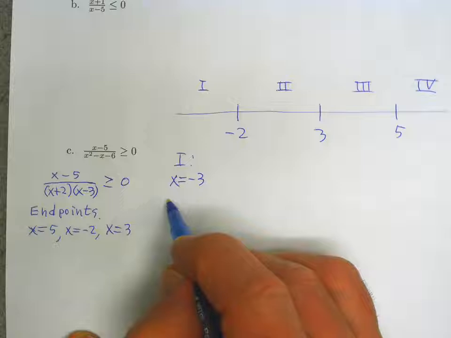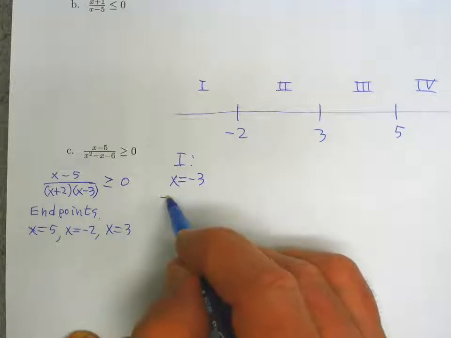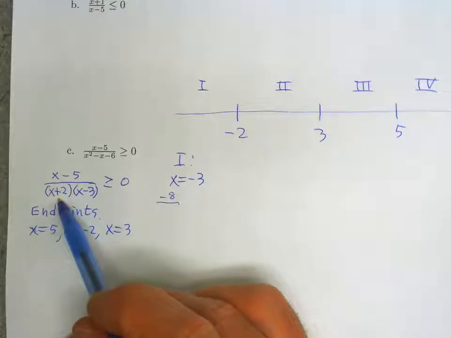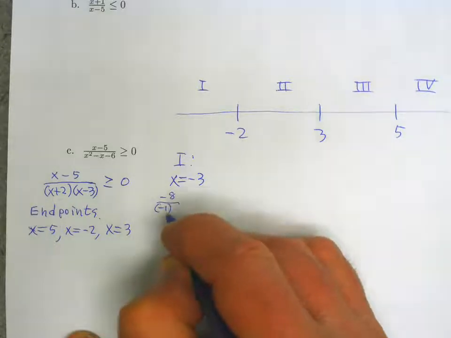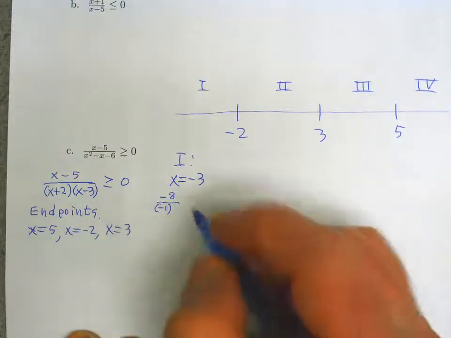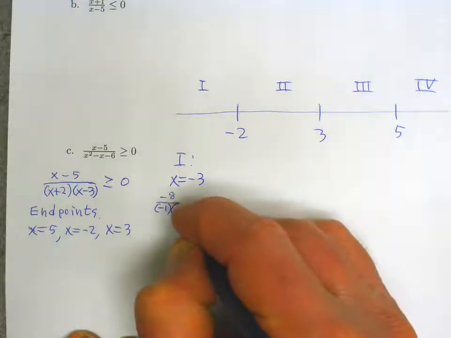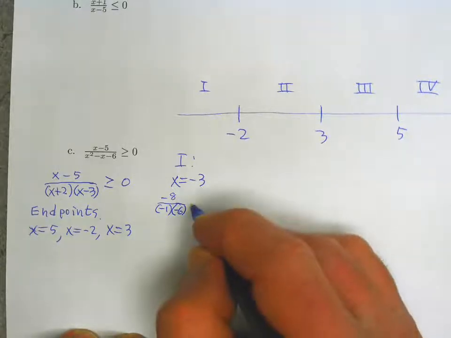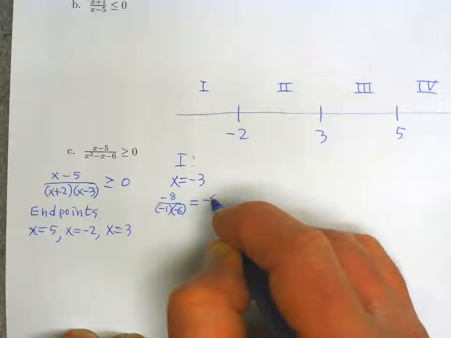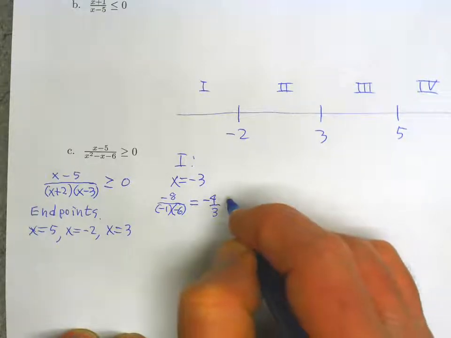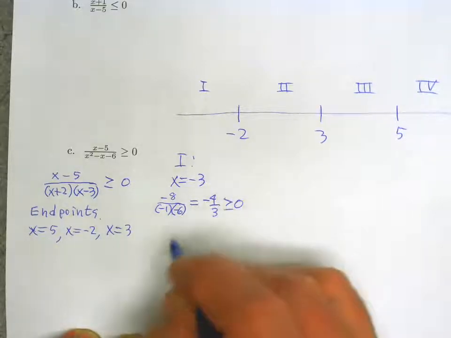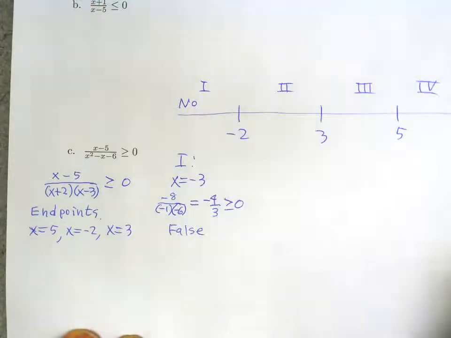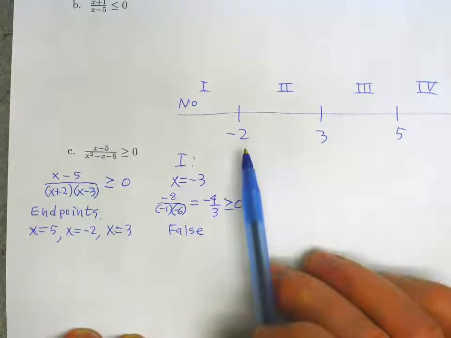In the numerator, negative 3 minus 5 is negative 8. And in the denominator, one of the factors, negative 3 plus 2, is negative 1. And the other factor, negative 3 minus 3, is negative 6. A negative number divided by a negative times a negative is a negative number. This simplifies to negative 4/3. And negative 4/3 greater than or equal to 0 is false. So none of the numbers from negative infinity to negative 2 are solutions.